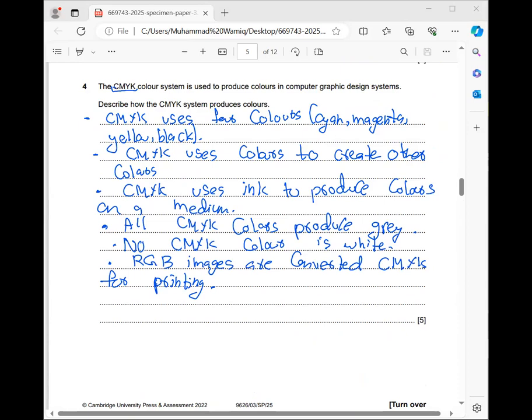CMYK are basically 4 colors. We add or subtract different colors to create other colors. The amount of intensity of each color can vary from one to other. CMYK also uses ink, a liquid ink to produce on the paper. So you can write here some properties of that.